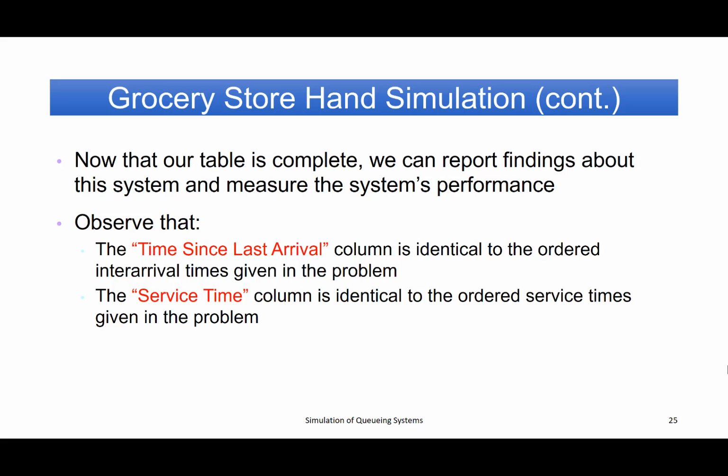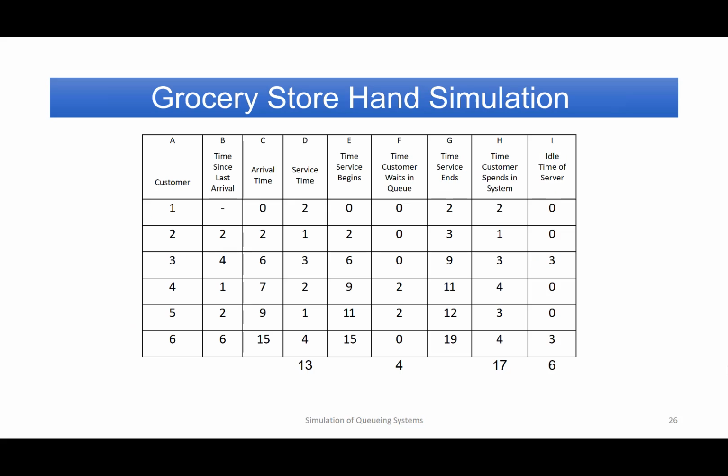The service column is identical to the ordered service times given in the problem. Those 2 things will always be the case and are a good validation check once you're done with the hand simulation to verify that you have done the simulation correctly. Now, in completing all these, you can total up the different columns.